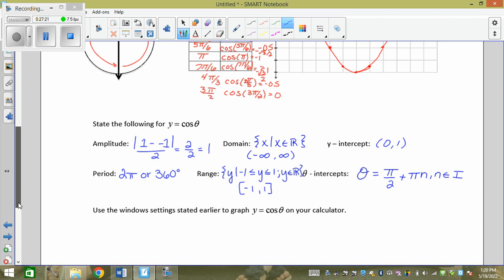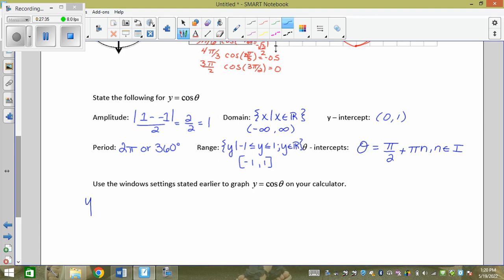I want to show you something cool. I want you to write that down. You're going to go to your calculator. In y1, you're going to put sine x, and in y2, you're going to put cos x. Doesn't matter if you put the sine in 1 or 2.